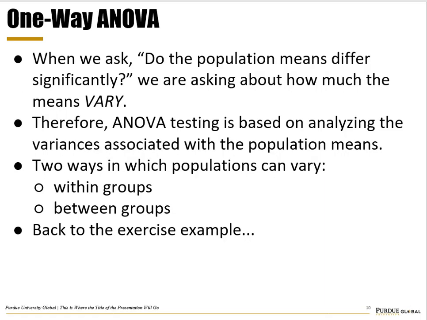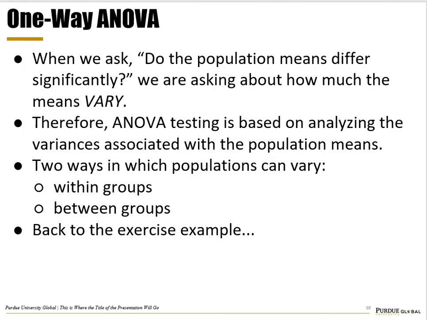Okay, when we ask, do the population means differ significantly, we're asking about how much they vary. Remember, that's the whole idea of hypothesis tests: we're not just looking for a difference, we're looking for a difference that is significant, right? Statistically significant differences. So ANOVA testing is based on that same idea, and it's analyzing variances associated with those population means. And 2 ways in which populations can vary is within groups or between groups.